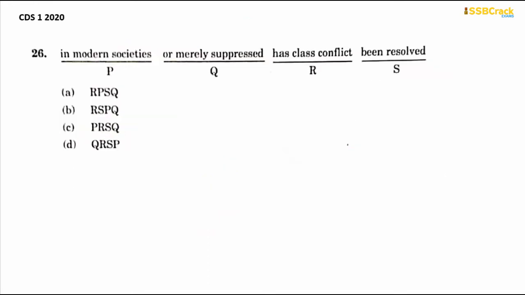Next question. In modern societies, or merely suppressed, has class conflict been resolved? Now, this is a tricky sentence because if it's a sentence, then there's a printing mistake in the question itself. Because in modern societies, "class conflict has" should be after "class conflict". See, if I say in modern societies, class conflict has been resolved or merely suppressed, then it should be PRSQ, which we have got it here.